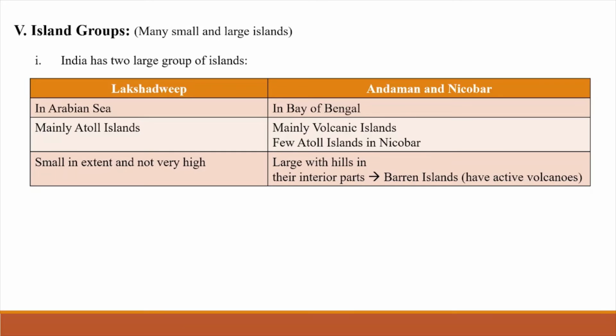The last one is the island groups. There are a lot of small as well as large islands that are formed. We know what are islands, large land masses that are covered from all sides with water. Okay. Now there are two large groups of islands. One is the Lakshadweep, that is in the Arabian Sea in the west, and the other one is the Andaman and Nicobar group of islands that is in the east in the Bay of Bengal.